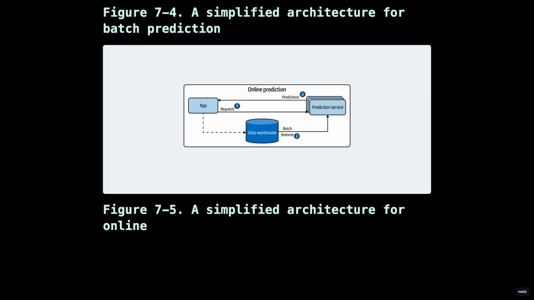Online prediction changes the timing, not necessarily the feature set. A request arrives, the system gathers whatever features are already available, and the model returns a result quickly enough to support an interactive application.